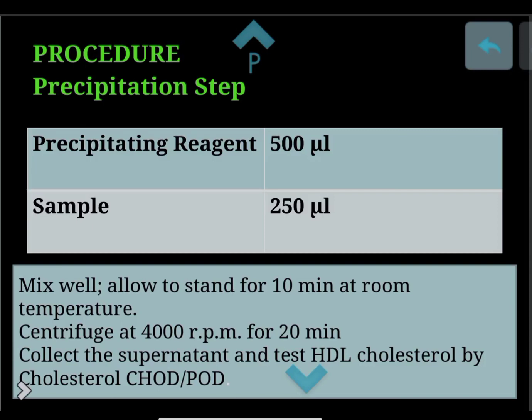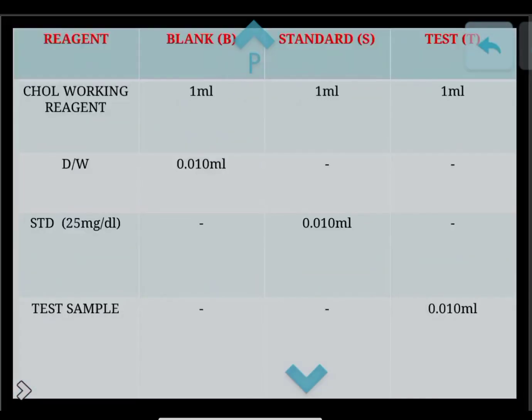Next we shall talk about the procedure. The precipitating reagent is taken at 500 microliter and the sample at 250 microliter. Mix well and allow to stand for 10 minutes at room temperature, then centrifuge at 4000 rpm for 20 minutes. The supernatant is collected and the estimation of cholesterol is done. Cholesterol working reagent 1 ml is used, the same as the procedure of cholesterol estimation.